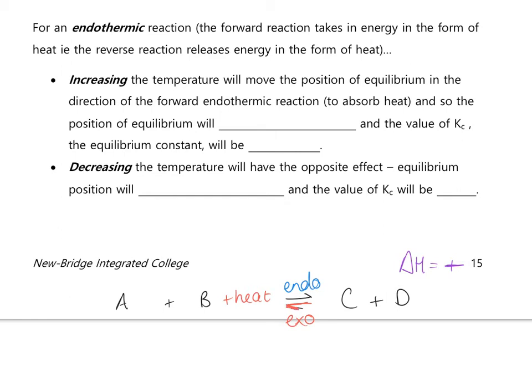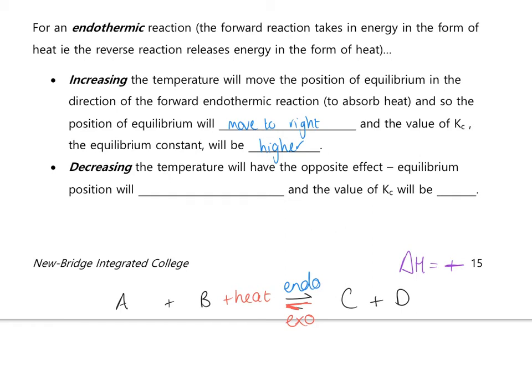So in this case, if we increase the temperature, we know that favours the endothermic reaction, which in this case is the forward reaction. So the position of the equilibrium will move to the right, essentially trying to use up some of that heat which is on the left hand side. And the value of Kc is going to increase, so it's going to be higher once we increase the temperature.